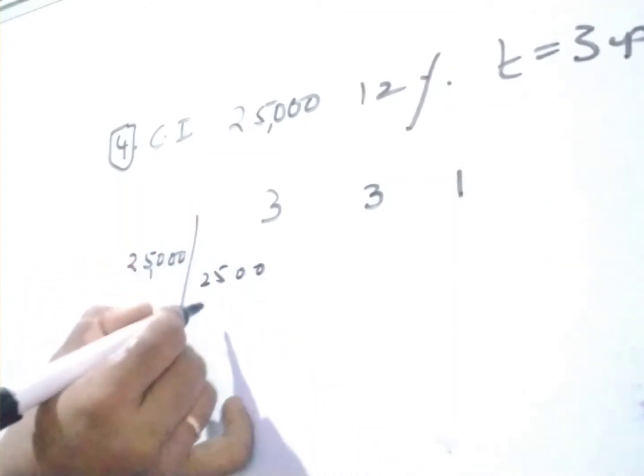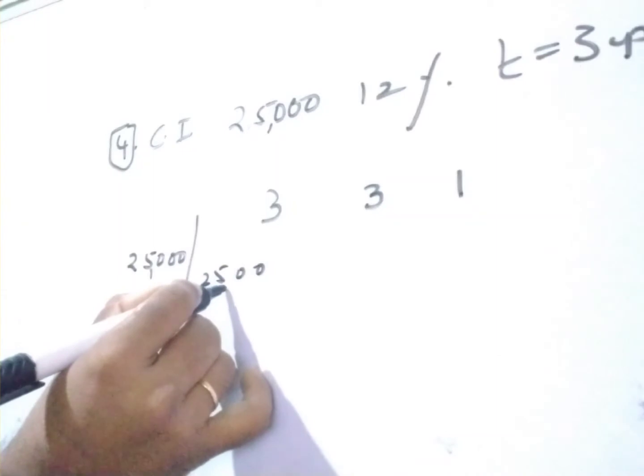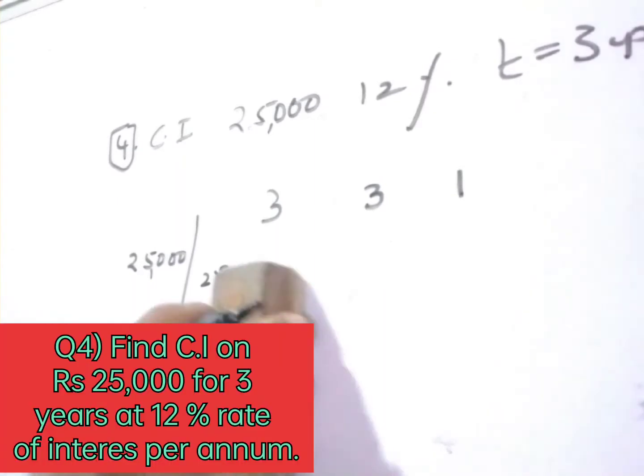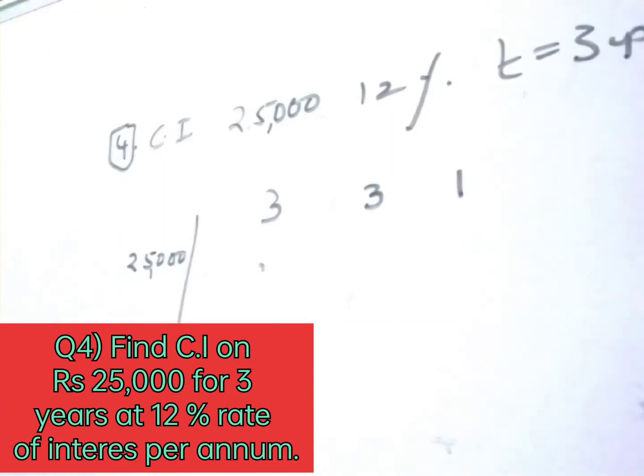1% is 250. We want 2%. 250 into 2, 500. So total it is 3,000. So for 25,000, 10% is 2,500. 1% is 250. We want 12%. So 10% plus 2%, we are going to get 3,000.